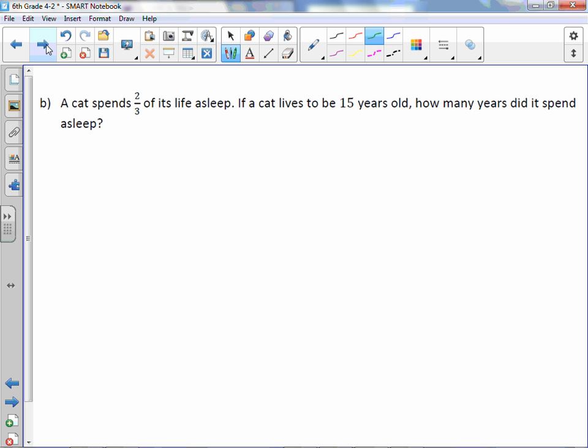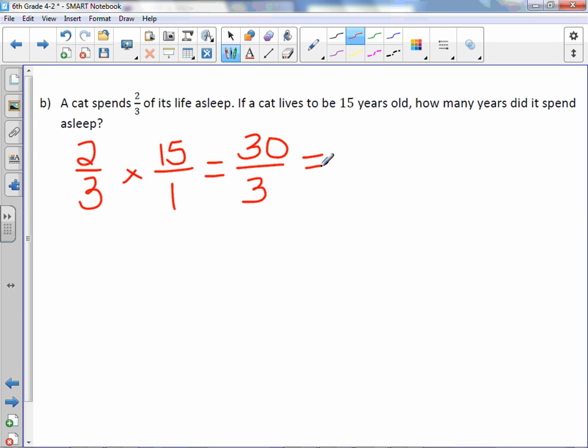A cat, on the other hand, spends 2/3 of its life asleep. If a cat lives to be 15 years old, how many years did it spend asleep? So let's take our 2/3 and multiply by the 15 years, of course putting 15 over 1. 2 times 15 is 30, and 3 times 1 is 3. Fractions are division, so 30 divided by 3 is 10, so 10 years. So a cat, if it lives to be 15, sleeps 10 years.